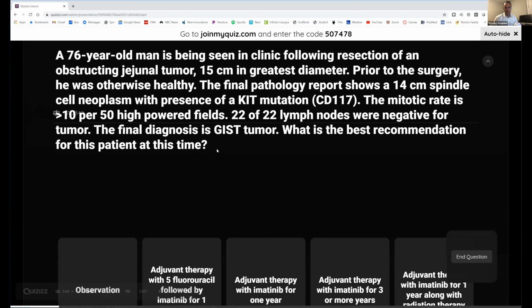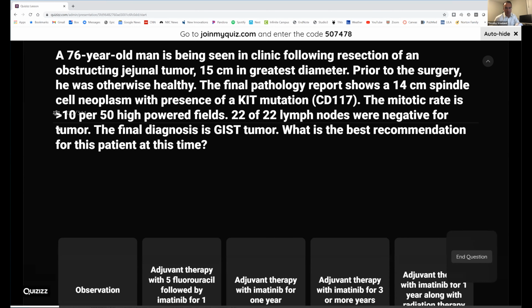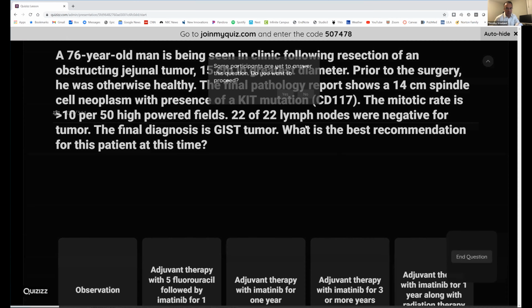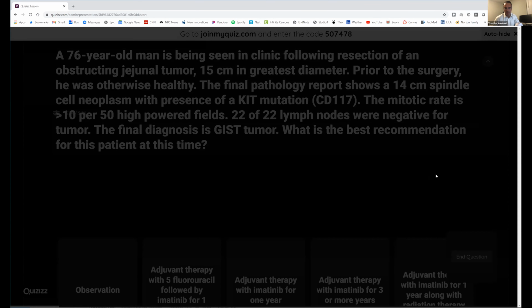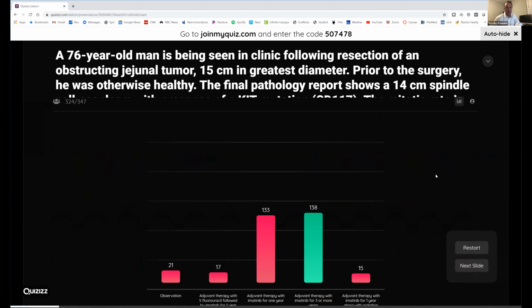So they kind of beat you over the head a little bit that this is a GIST, right? So they say spindle cells. Spindle cells can also be benign leiomyomas. It can be leiomyosarcomas, but those are much less common. So the most common spindle cell neoplasm of the small bowel or the stomach is going to be a GIST. And then they give you the CKIT or CD117. So most people got at least that it needs imatinib.